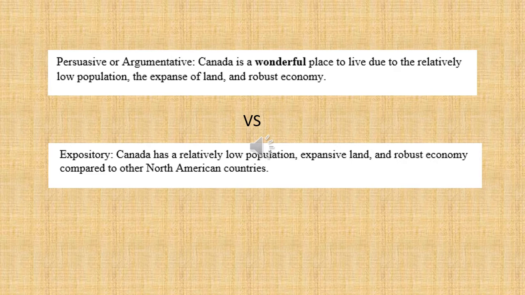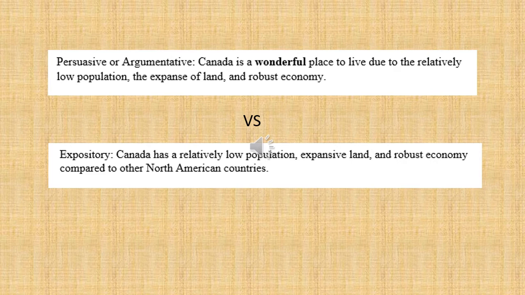Okay, so persuasive, just looking at the slide here, or argumentative thesis statement: Canada is a wonderful place to live due to the relatively low population, the expansive land, and robust economy. All right, so we get the word wonderful that I emboldened here. That really tells us that this is great. Canada's great, and I'm going to tell you why it's great, right? So highly biased, really wanting to persuade you that Canada is a great place, and this is why, X, Y, and Z, right?